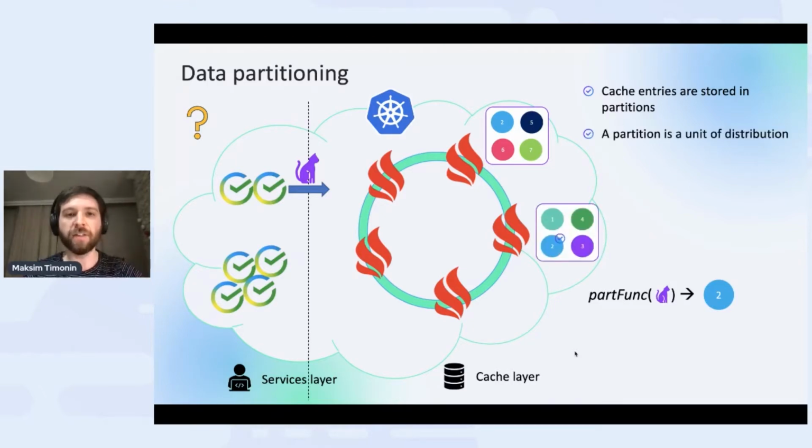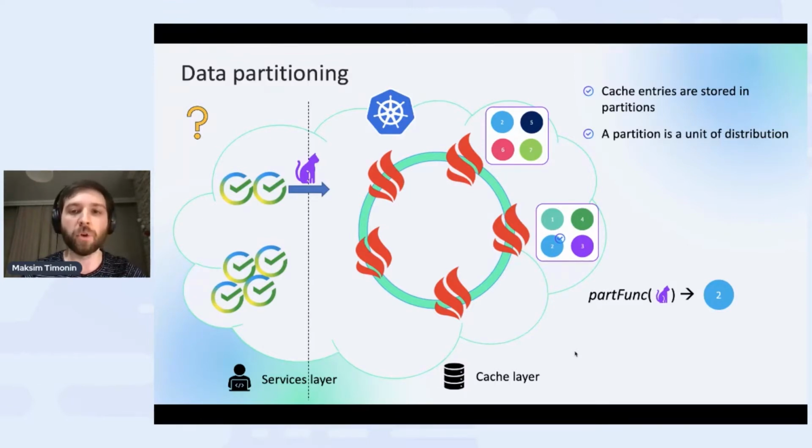So the second thing we should know is that a partition is a unit of data distribution. When you run your Ignite cluster, it keeps some copies of your data. So when you accidentally lose a node, it doesn't mean that you lose your data. Actually, there are some copies and you don't lose any data.